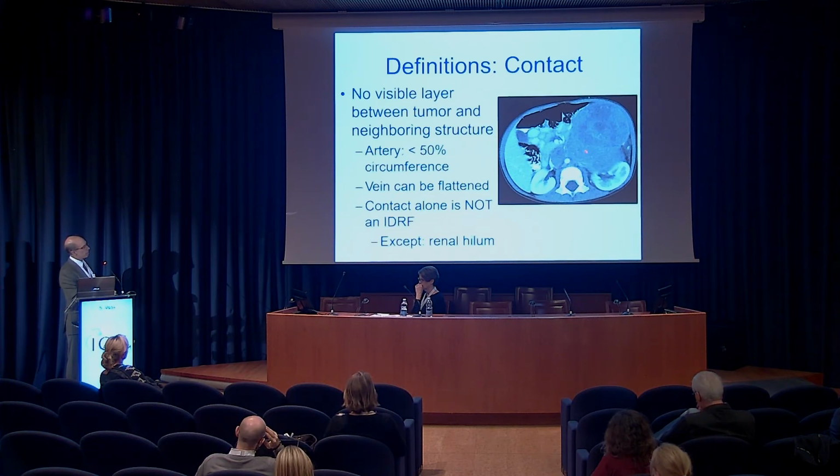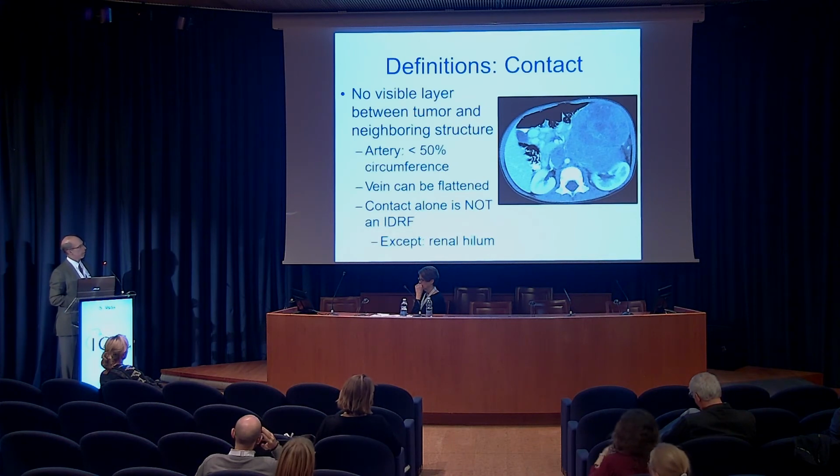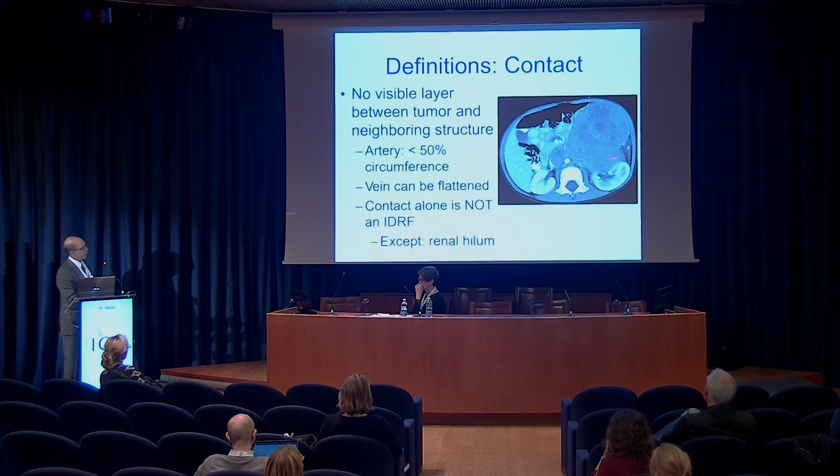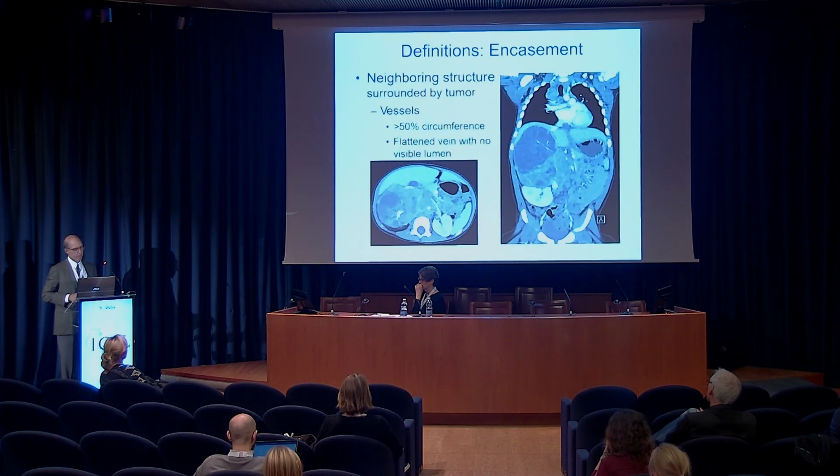However, if we have more than 50% encasement or contact with an artery, that is considered an image-defined risk factor. If there's contact with the kidney in the renal hilum, that is considered an image-defined risk factor. So contact is important depending on the structure you're looking at and the location of the structure. Encasement is a little bit easier. That's where the structure is surrounded by tumor.